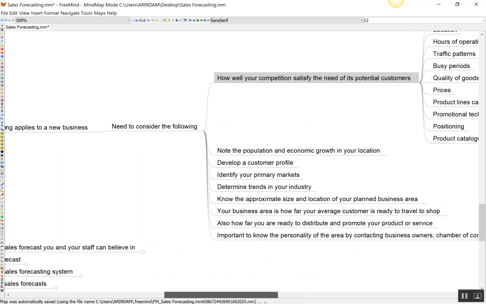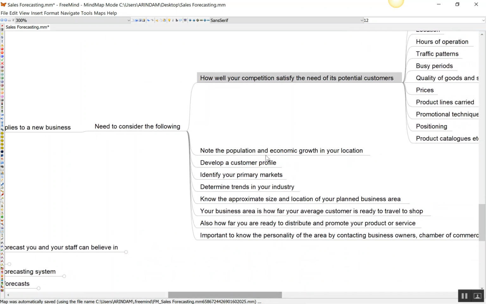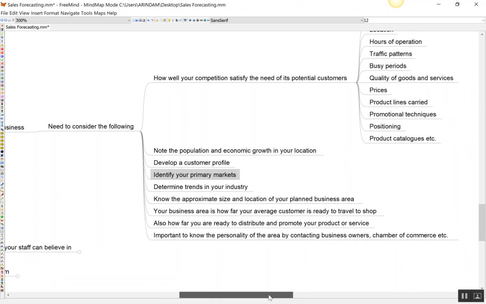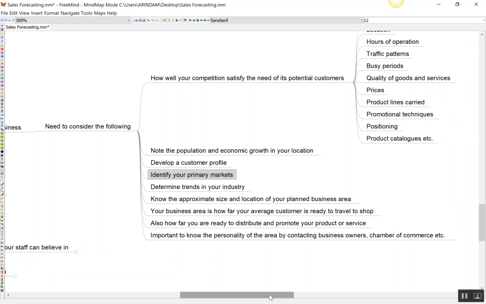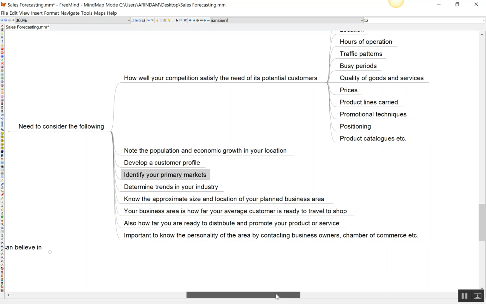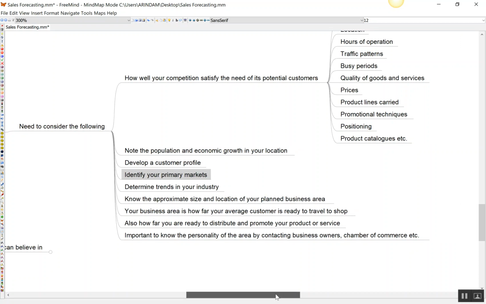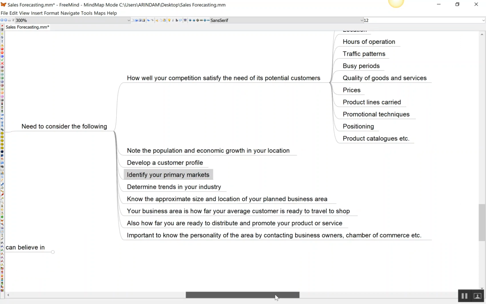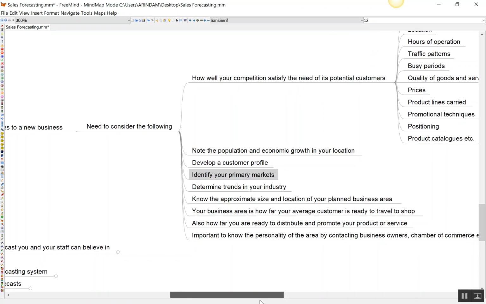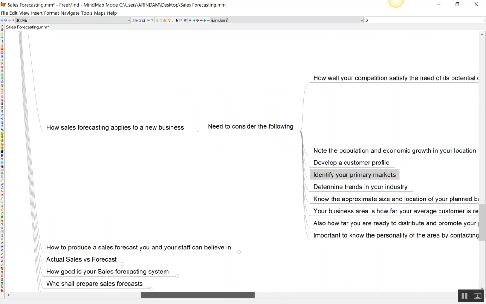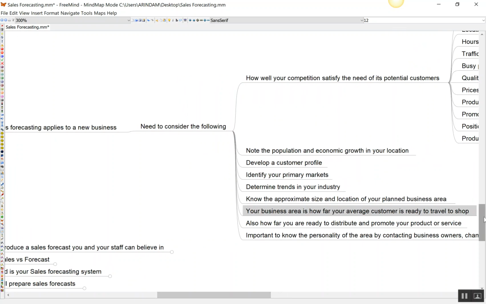Then you have to note the population and economic growth in that location. You have to develop a customer profile, identify your primary markets, determine trends in that industry, and know the approximate size and location of your planned business area. Your business area is how far your average customer is ready to travel to shop, and also how far you are ready to distribute and promote your product or service. It's also important to know the personality of the area by contacting business owners, chamber of commerce, etc. These are a few of the aspects which one has to take into account while undertaking a sales forecasting exercise in case of a new business, right?